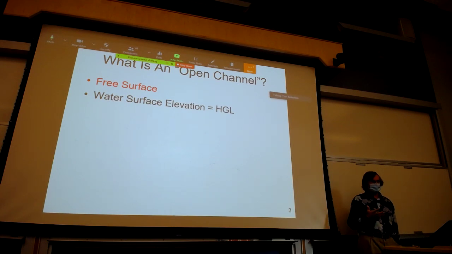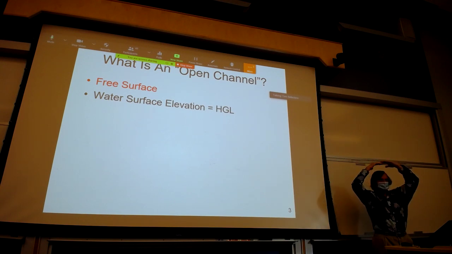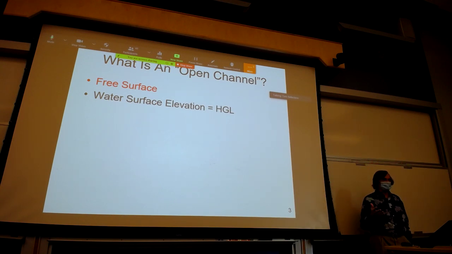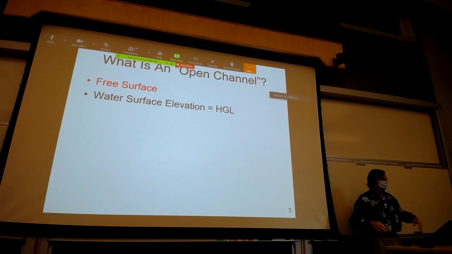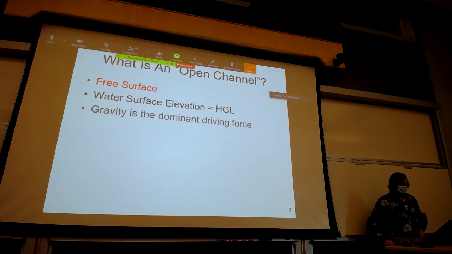But this is the distinguishing characteristic that makes this an open channel. You can have open channel flow with a free surface in a closed conduit, for example, a sewer. So you might have a 10-foot diameter sewer, but the water depth may only be 1 foot deep. So that's a free surface in that closed conduit, so to speak. So just recognize this is the defining distinction.